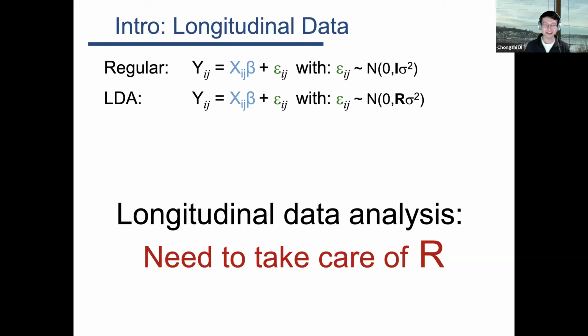Now the next slide is trying to tell you: what if you ignore the correlation? The model is not correct, right? But you still use it anyway. So what could go wrong?